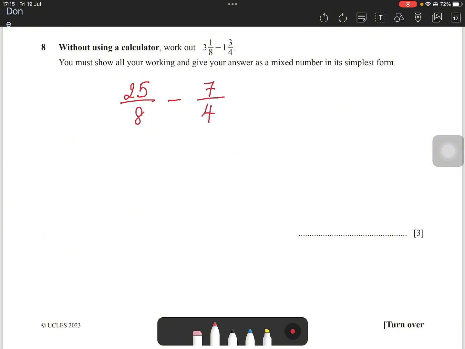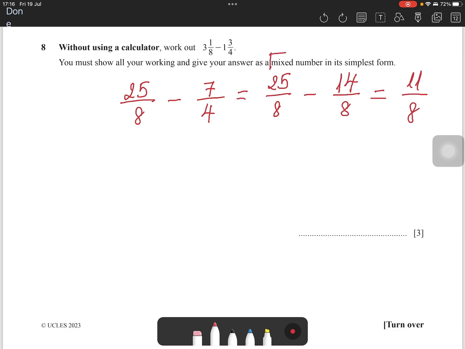And the common denominator should be 8. So I keep the first fraction, and I convert the second fraction to the denominator of 8. 4 times 2 equals 8, so 7 times 2 is 14. Now 25 minus 14 equals 11 over 8.